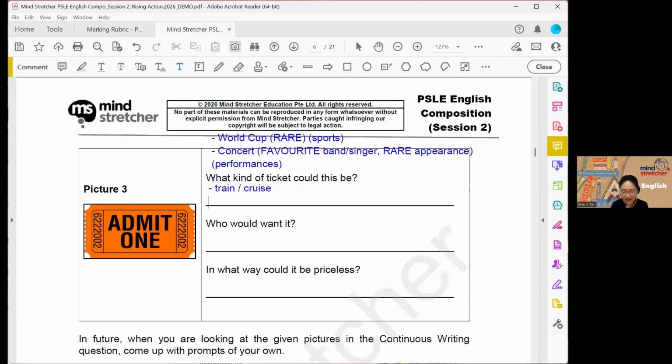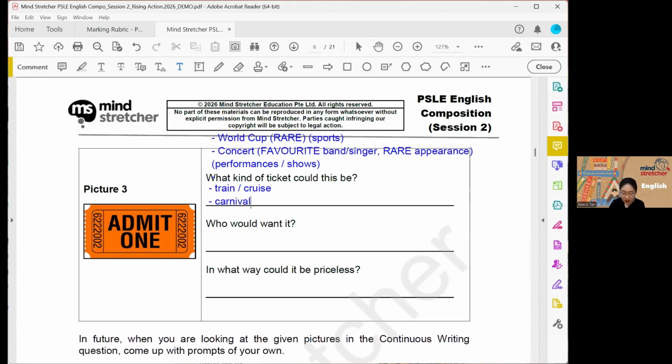So usually a ticket like that is for a movie, a show, okay, performances, shows, okay, carnival, a carnival ticket. Say, "Huh, carnival? Can carnival be priceless? It's not cheap." It's not cheap to go on a carnival ride. You ask your parents if they have been paying for all your carnival rides. It's not cheap at all.